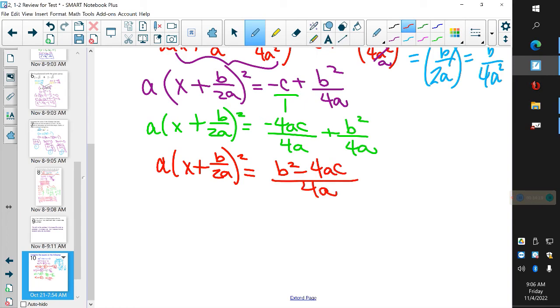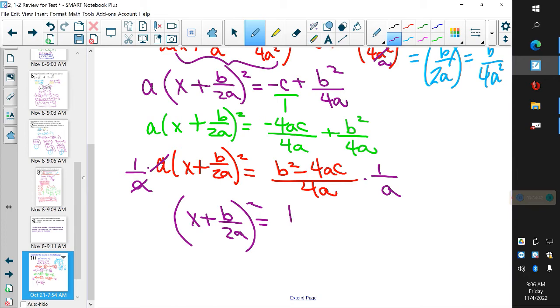Anybody seeing it yet? No one sees it yet? Isn't the b on this side going to cancel that b out? Not yet. How do I get rid of this a? When you divide by a, what are you multiplying by? 1 over a. So that goes away, and I'm left with x plus b over 2a quantity squared is equal to b squared minus 4ac all over 4a squared.